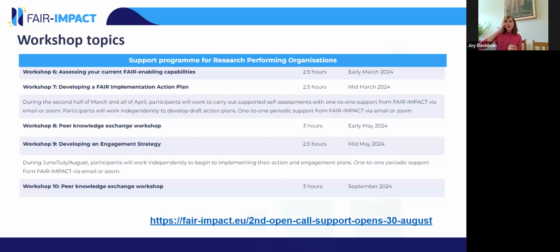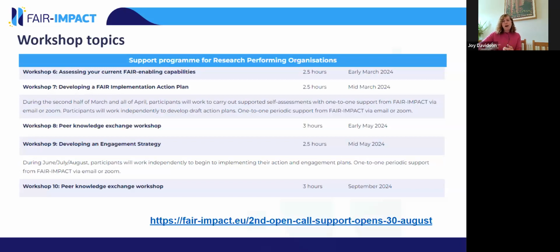We'll come up with the preferred way of working with the cohorts once we start getting going. The two next stages will be the peer exchange workshop, which I mentioned. We have that planned for early May, and that will be a chance for people to share the initial lessons learned from carrying out their FAIR assessment and starting to think about their action plan.